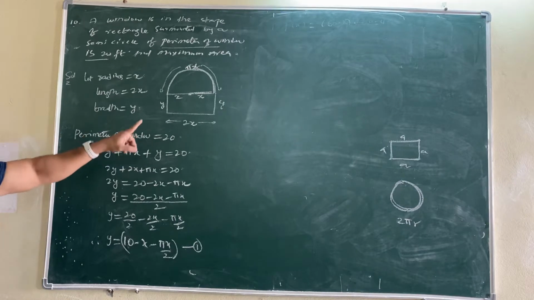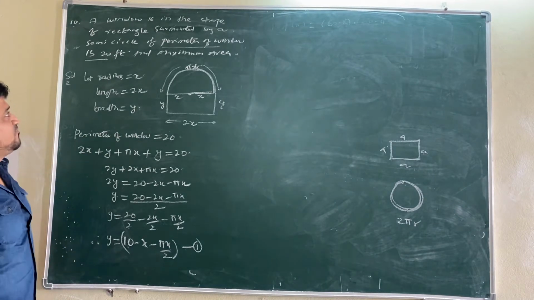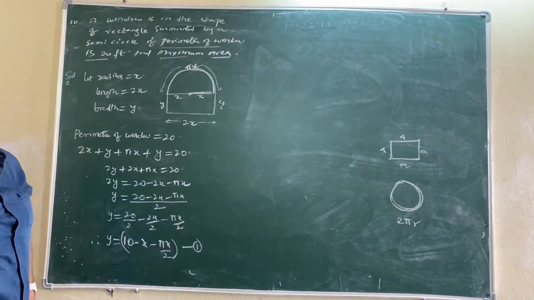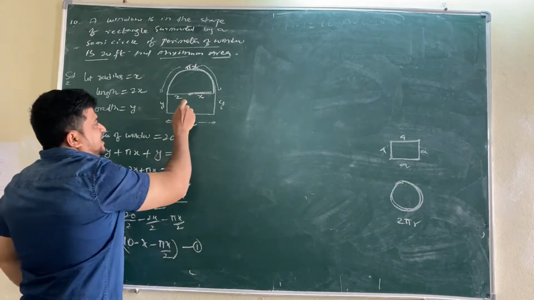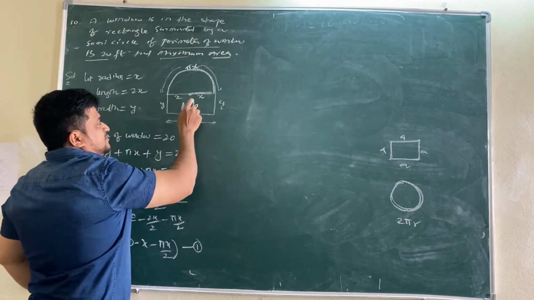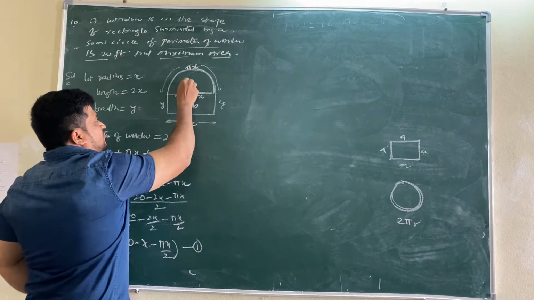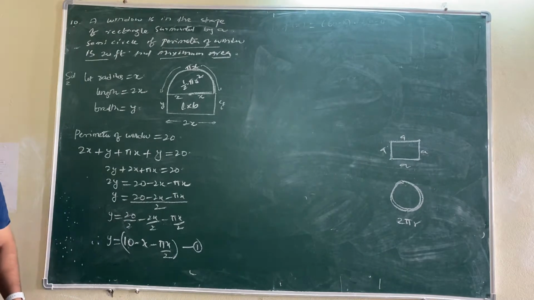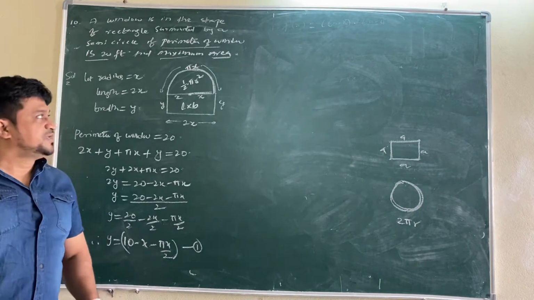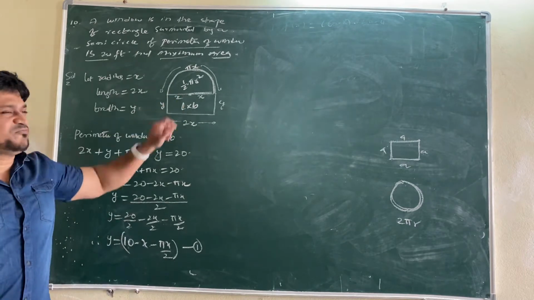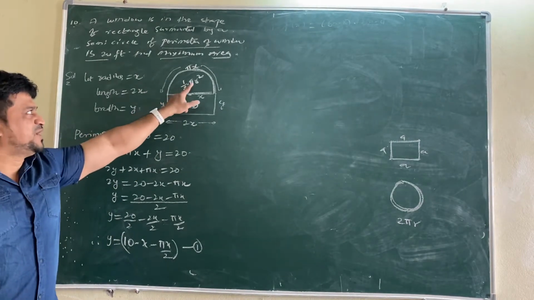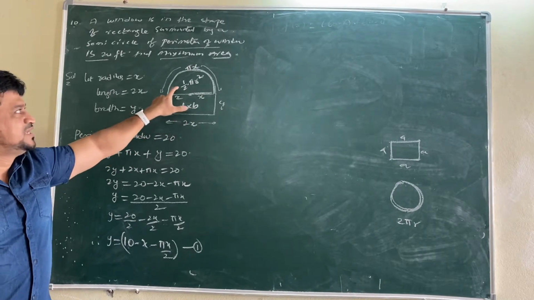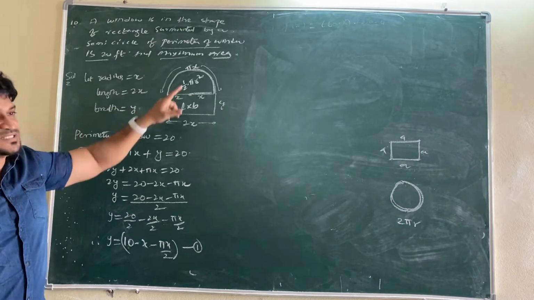Still, we have to consider the perimeter of the window. From the perimeter we got the equation of y. What do we actually need to maximize? Maximize the area of the window. The rectangle area will be length into breadth. For a circle, area is pi r square, so the semicircle area is half pi r square. These two areas, the area of the rectangle and the area of the semicircle, are what we have to maximize.